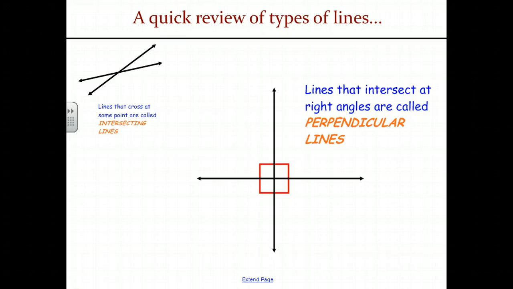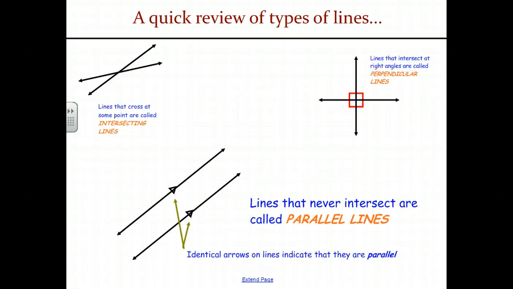And finally, lines that never intersect, and we're talking never in any direction, moving along both lines forever, are called parallel lines. To represent that two lines are parallel, we use these arrows on the lines. If you see one arrow on each of two lines, it means they're parallel with each other. We could have multiple arrows on those lines, but identical arrows on lines indicate that they are parallel.